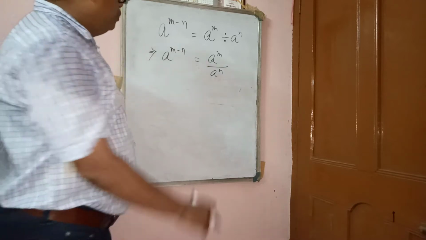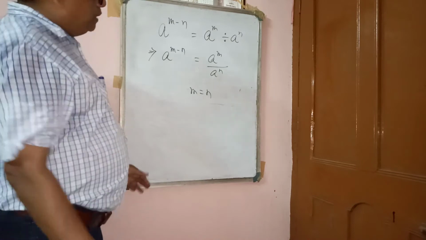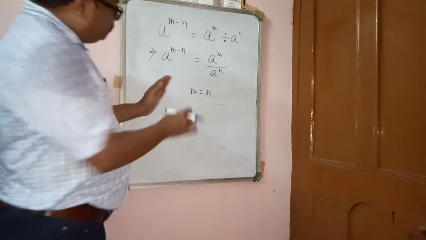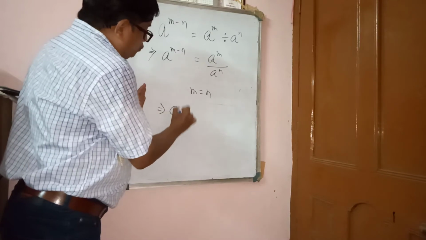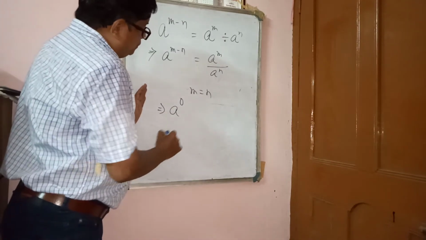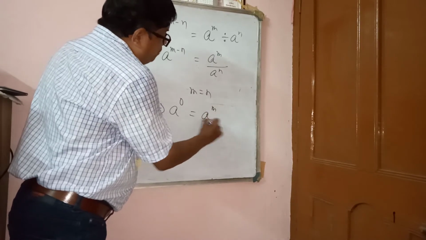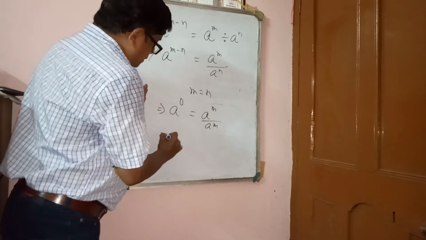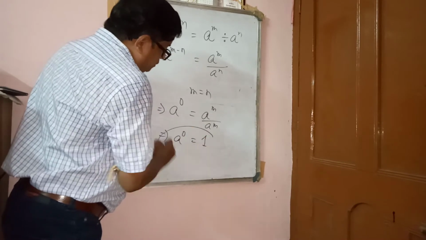Now suppose we put m equal to n, because our target is 0. So m minus m is 0. Both are the same, so we write a to the power m by a to the power m. So a to the power 0 equals, this cancels, 1. See, this is the proof.